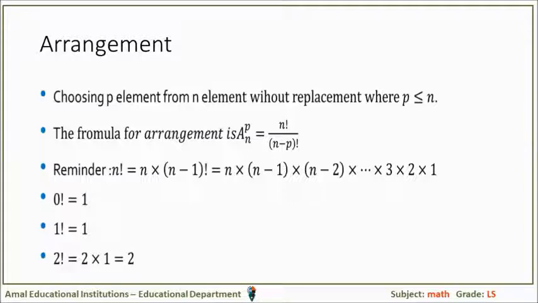Reminder, N factorial means N times N minus 1 times N minus 2 times etc. till we reach 3 times 2 times 1. Also, we have to remember that 0 factorial is equal to 1, 1 factorial is equal to 1, 2 factorial, for example, is equal to 2 times 1, which is equal to 2.